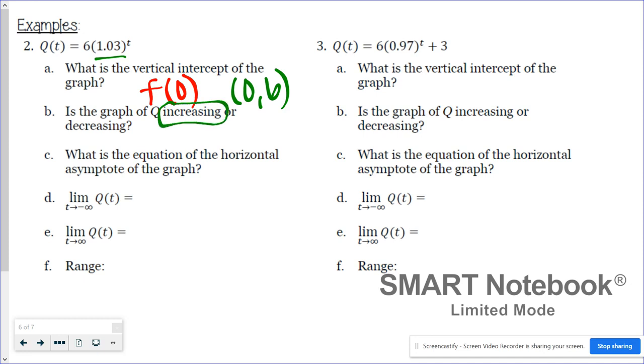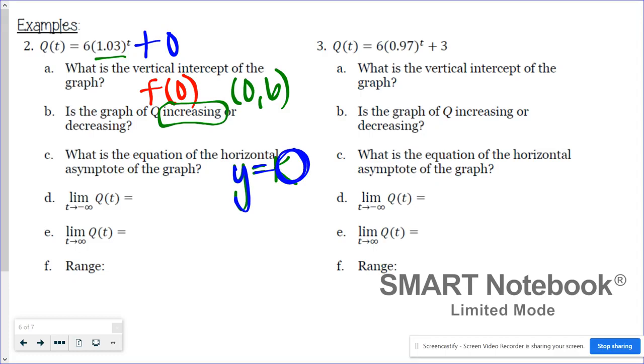What is the equation of the horizontal asymptote? Well, that's y equals k. So what's k in this one? If you're thinking, well, there is no k, then it's 0. So our horizontal asymptote here is going to be y equals 0.